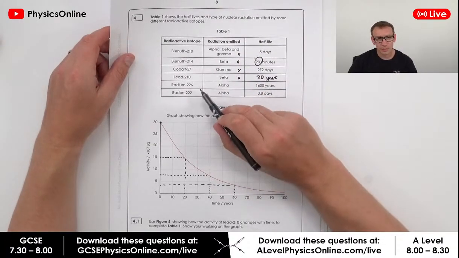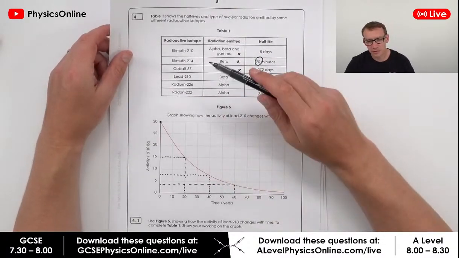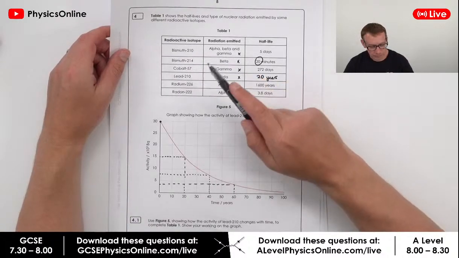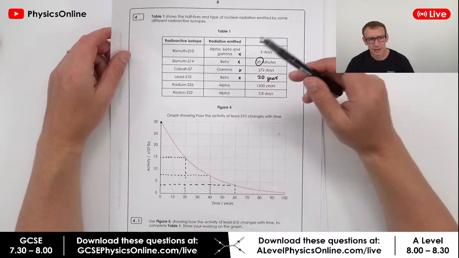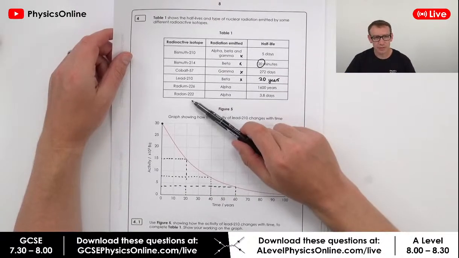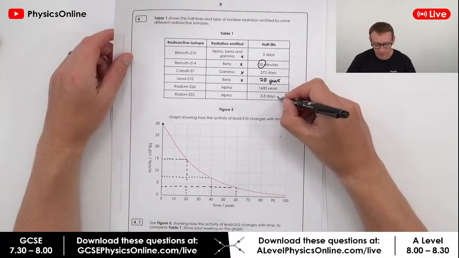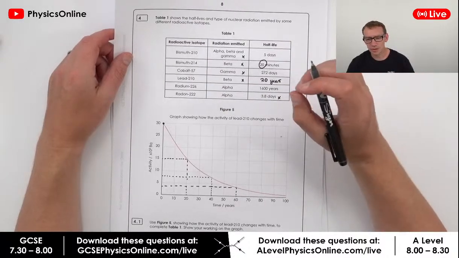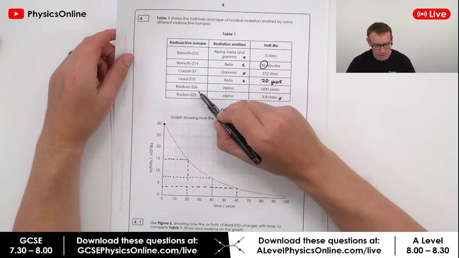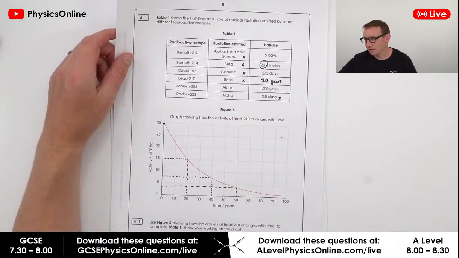Now, the other thing, we then have 2 alpha sources which could be suitable: radium-226 and radon-222. Both of these emit alpha, but radon-222 has a really short half-life, and that means within a couple of weeks its activity would drop to pretty much background. So radium-226 is the right answer.